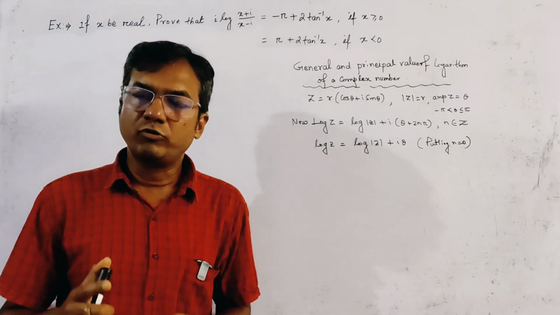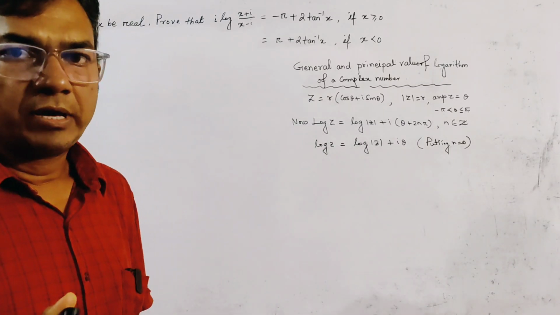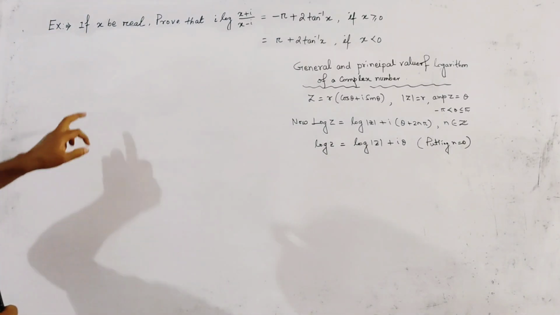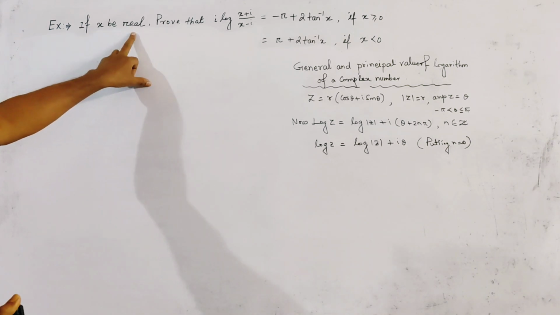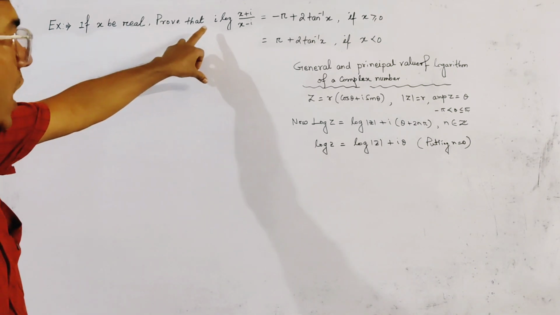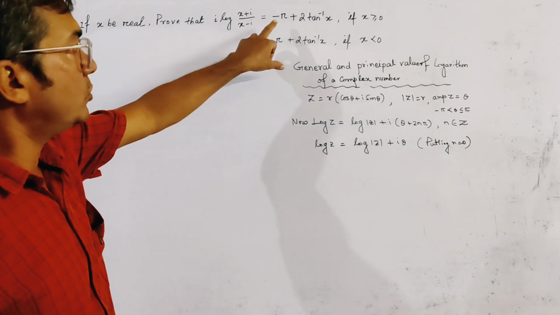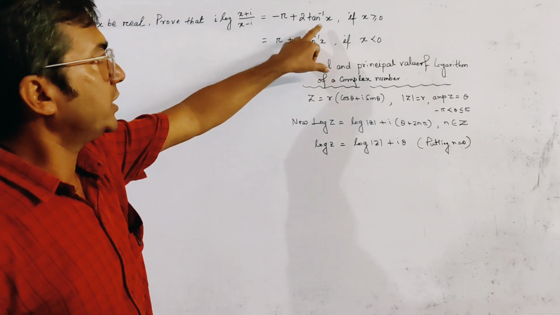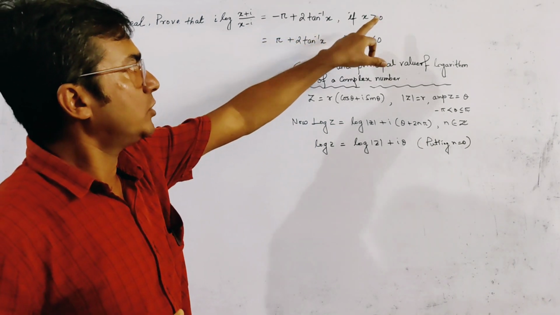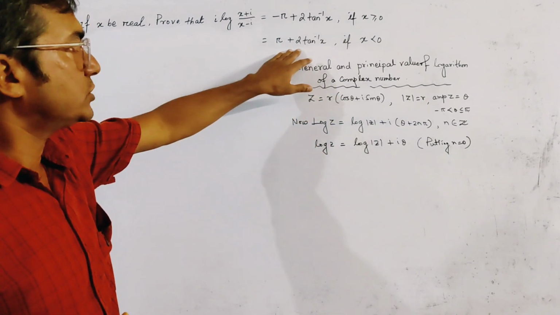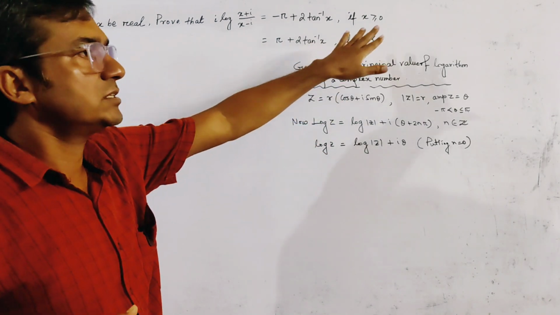Today's problem is from complex numbers. If x is real, prove that i log((x + i)/(x − i)) is equal to −π + 2 tan⁻¹x if x ≥ 0, and π + 2 tan⁻¹x if x < 0.